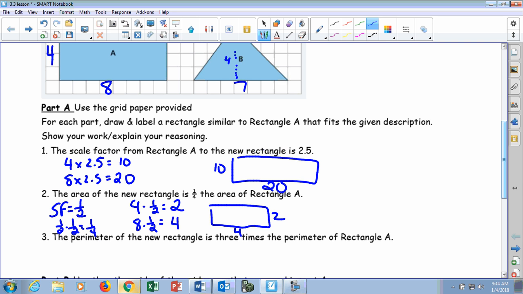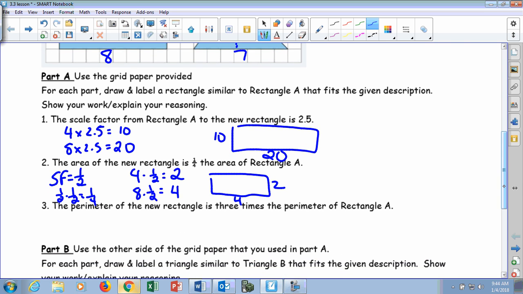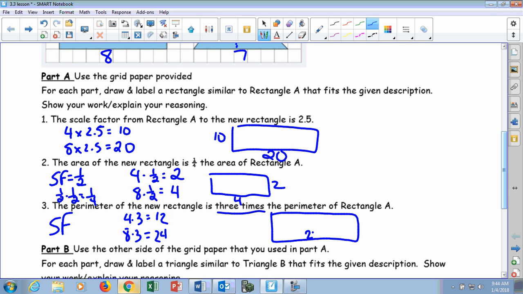Now the perimeter, it's the same, right? So if the perimeter of the new rectangle is 3 times the perimeter, that means the scale factor is 3. Right? So you're going to multiply 4 times 3 and 8 times 3, which is 12 by 24. So you should have a 12 by 24 rectangle for the third one. How many people got 3? 12 by 24. Good. A lot more hands up on that one.